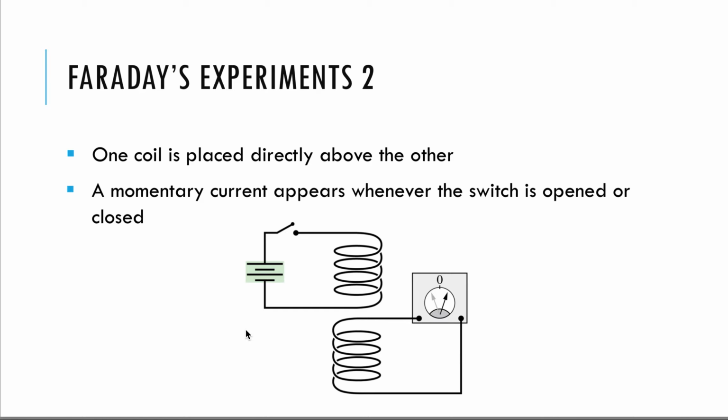One thing that you should think about is the fact that we learned that when there's a current in a loop, such as in this top loop, a current produces a magnetic field. So when the switch is open, there's no magnetic field. When the switch is closed, there is a magnetic field. What this means is that the magnetic field through this bottom loop is changing as you open and close this switch.